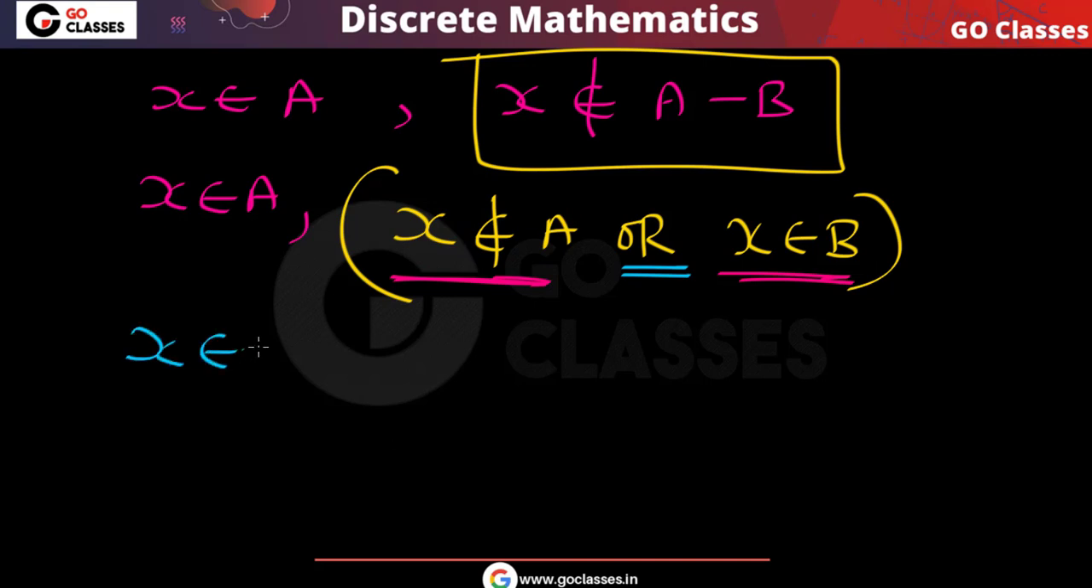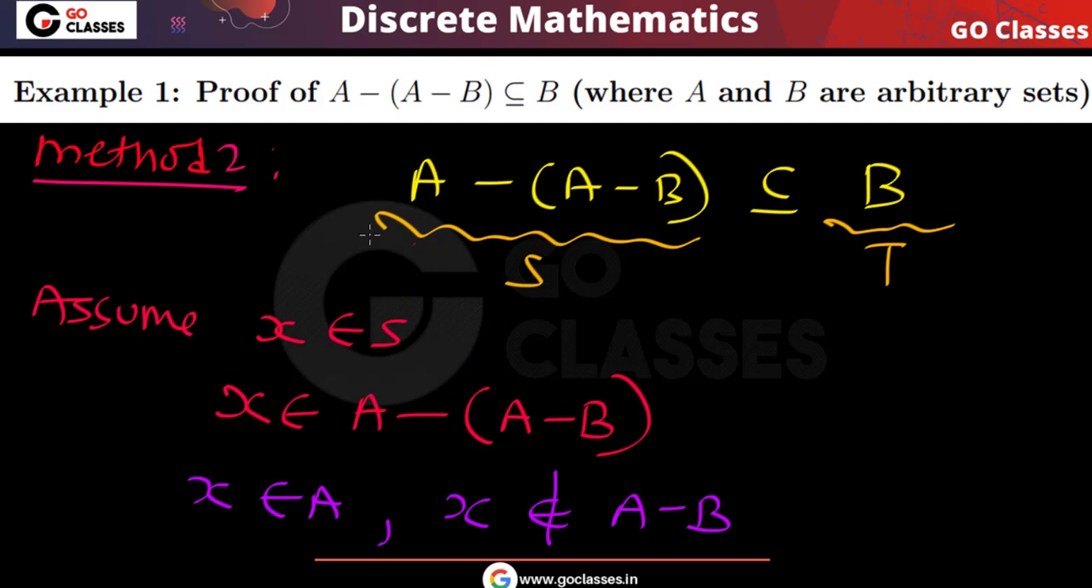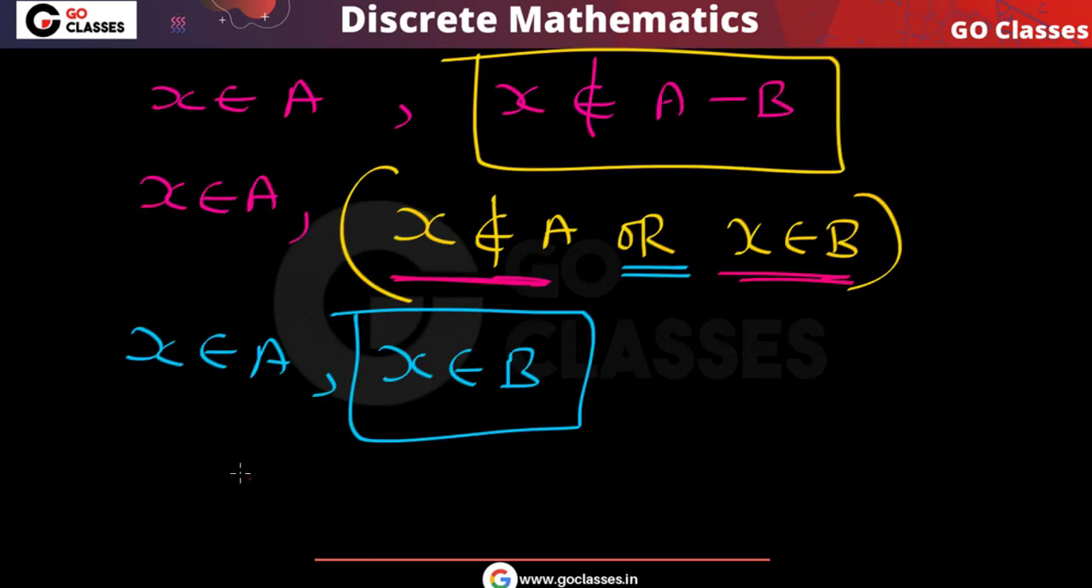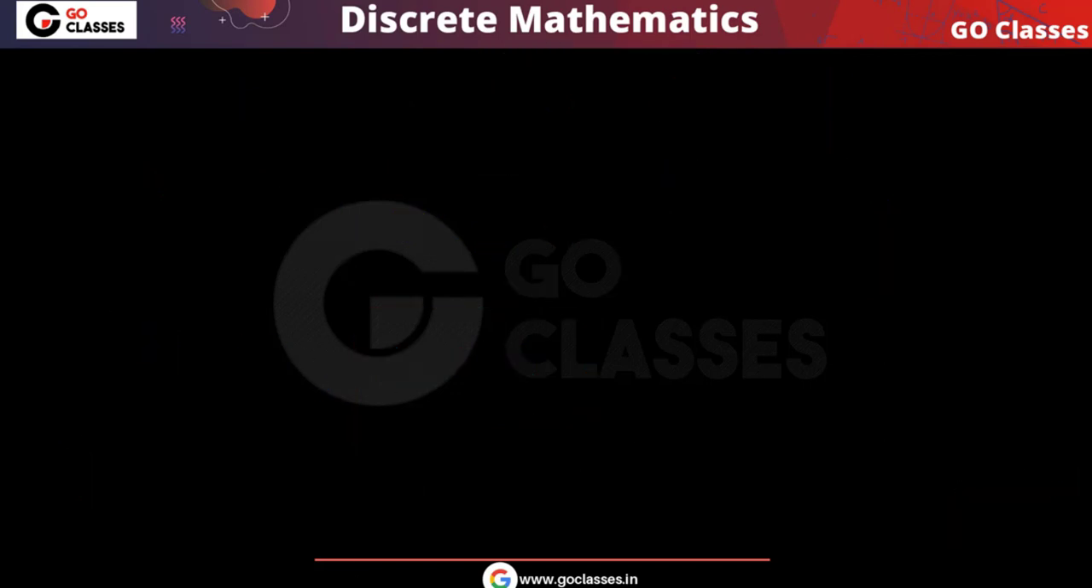So I can simply say that x is in A. Definitely this will happen because this cannot happen. If this cannot happen, then definitely this will happen, so I can say x is in B. So finally, we assumed that x belongs to this set S, and we got that x belongs to B. From this we can say that S is a subset of T, or A minus B is a subset of B. So this is the proof. This is how you can prove it.